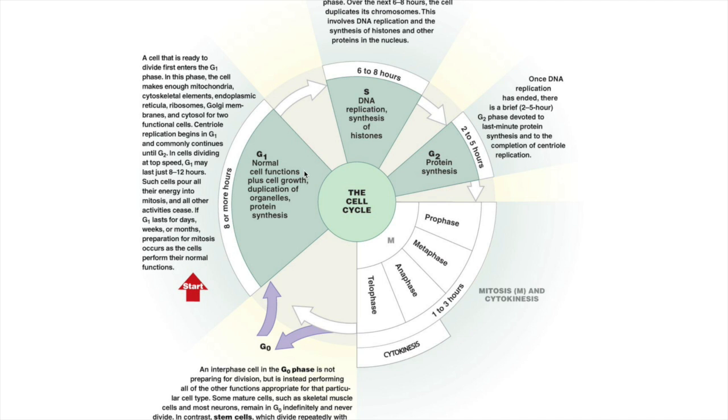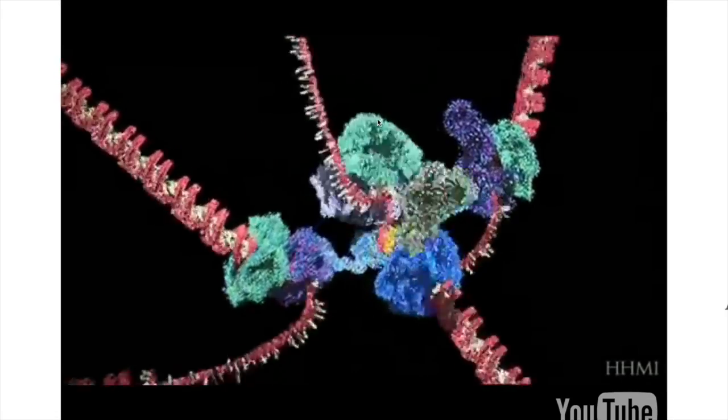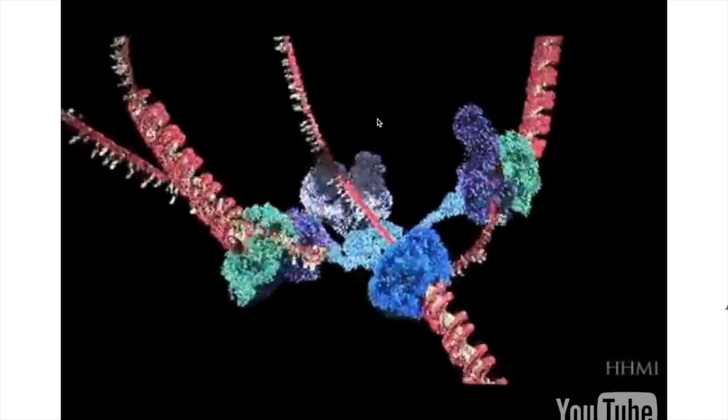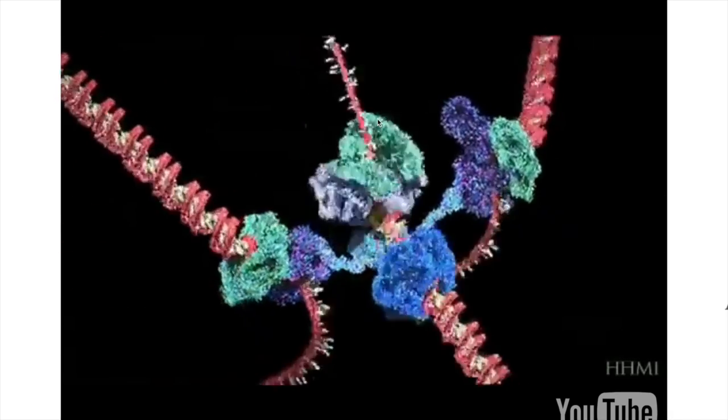Then there are some different phases. There's the G phases, which are for growth. And then during this S phase, the DNA is replicated or copied. So we're going to talk about that next, how this DNA is replicated. And during DNA replication, both strands of the double helix act as templates for the formation of new DNA molecules.